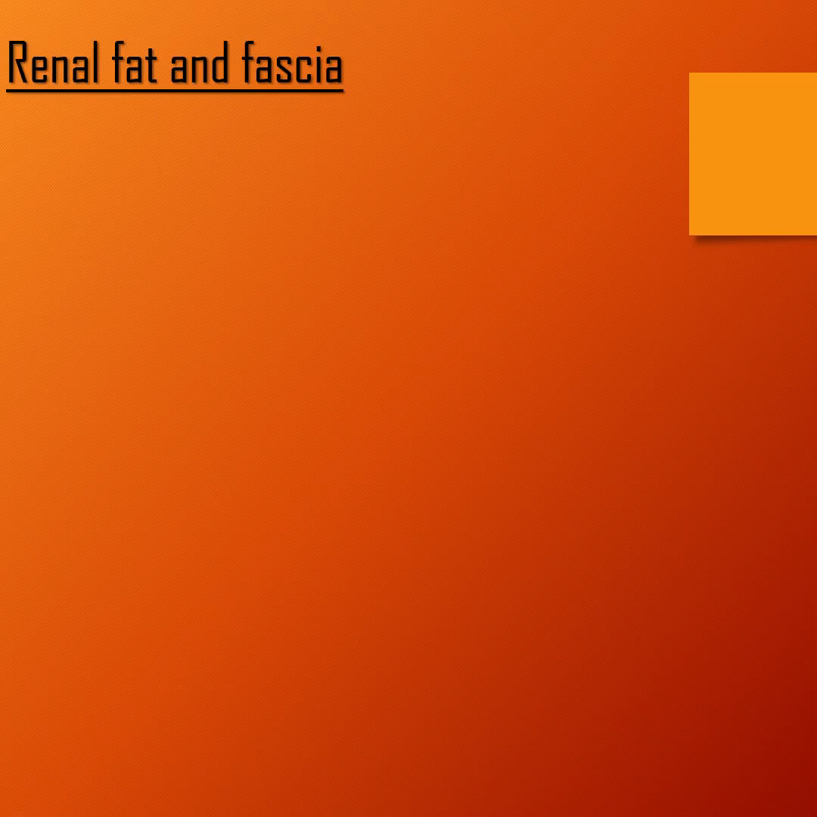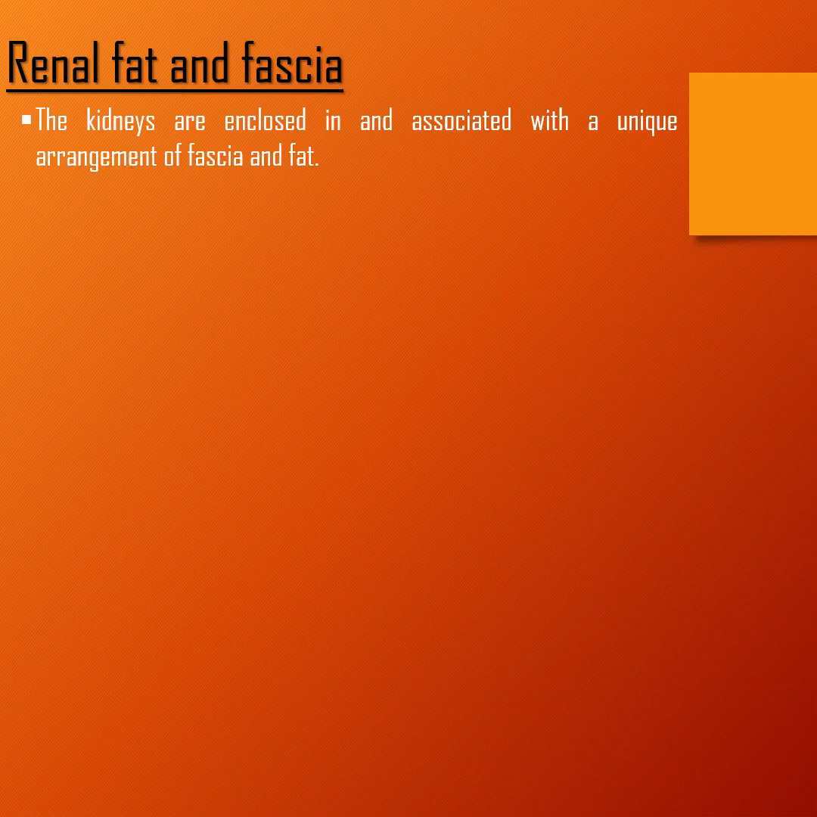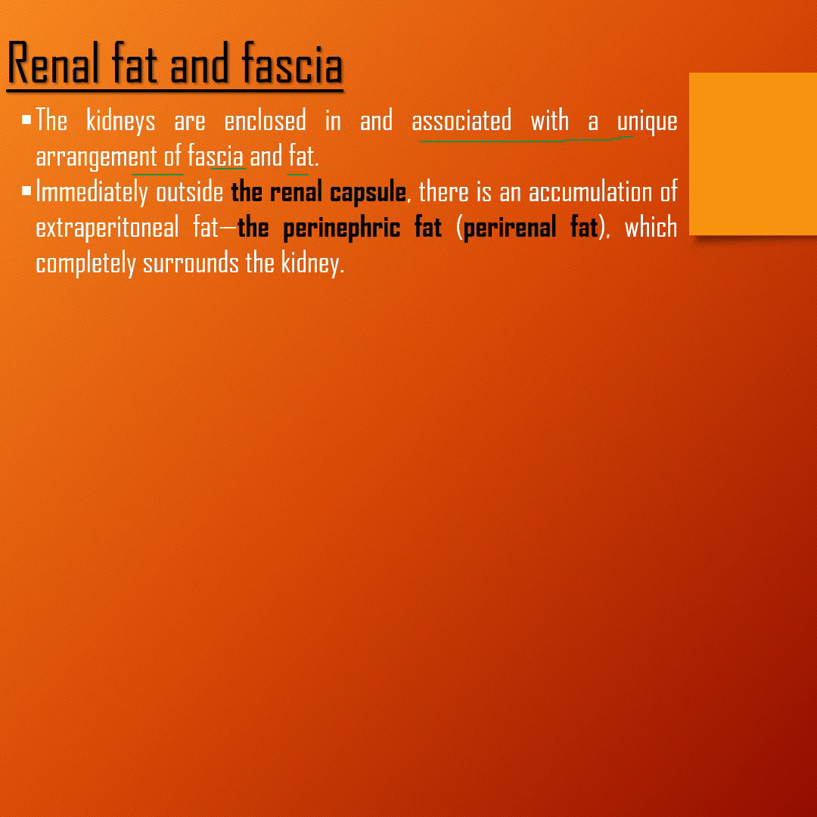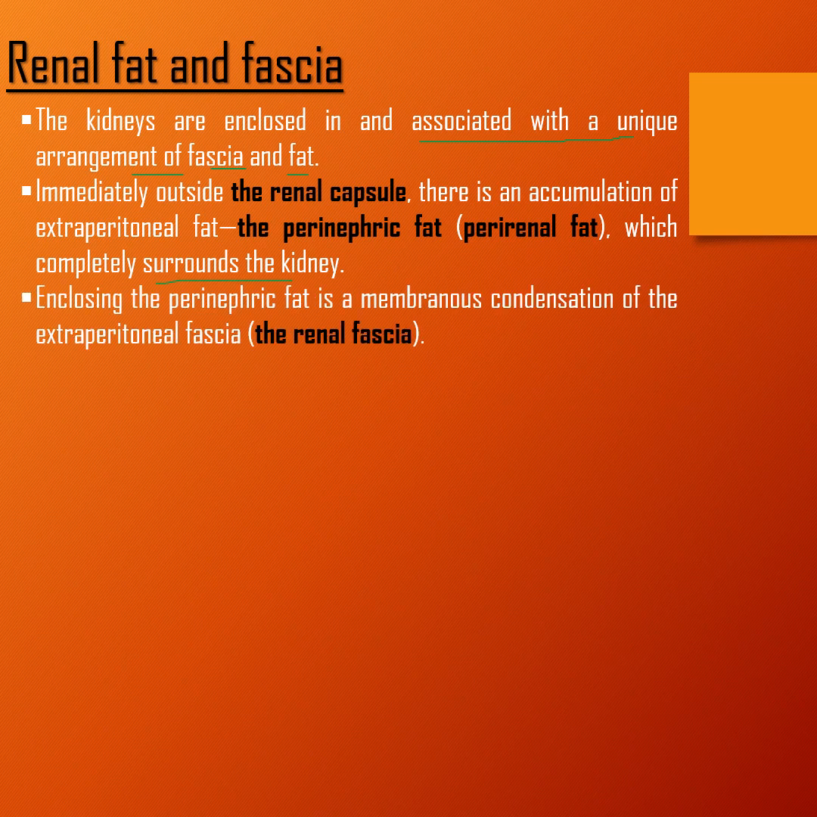Renal fat and fascia. The kidneys are enclosed in and associated with a unique arrangement of fascia and fat. Immediately outside the renal capsule, there is an accumulation of extraperitoneal fat, the perinephric fat or perirenal fat, which completely surrounds the kidney. Enclosing the perinephric fat is a membranous condensation of extraperitoneal fascia, which is known as the renal fascia.